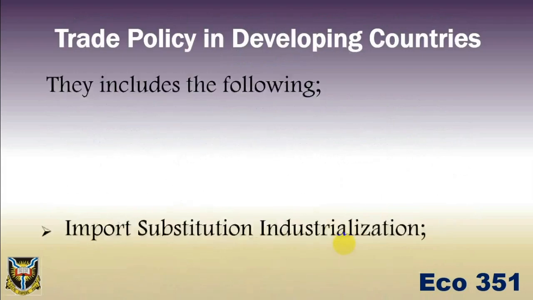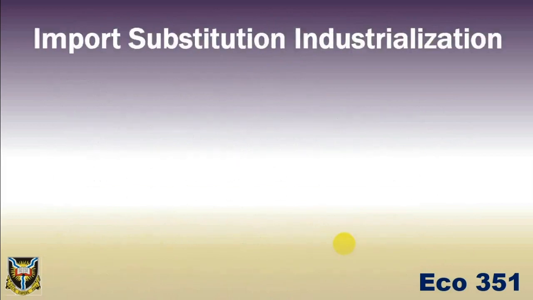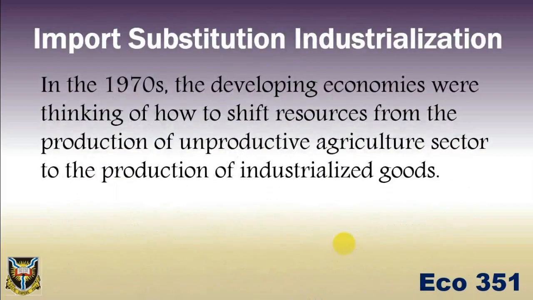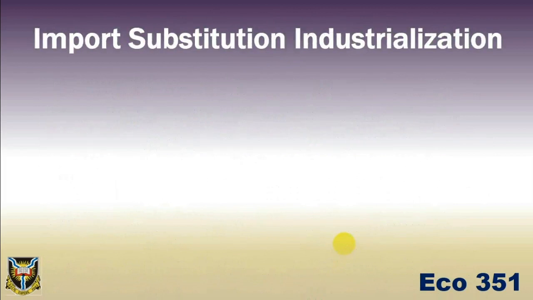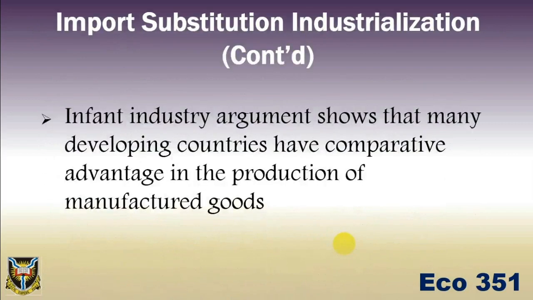Trade policy in developing countries. Import substitution industrialization. In the 1970s, the developing countries were thinking of how to shift resources from production of unproductive agricultural sector to the production of industrial goods. One method used to do this was to restrict importation of manufactured goods from developed countries. This strategy became popular for many reasons, of which the infant industry argument is one.